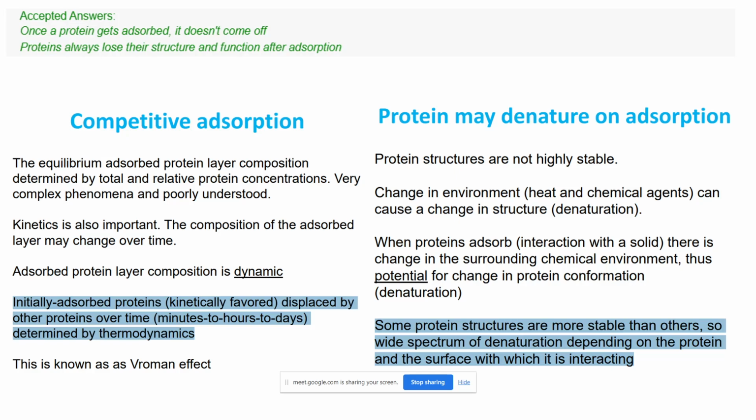And then, proteins always lose their structure and function after adsorption. So no. If only their hydrophobic part, the inner core, is attached and gets exposed, there is a change. But if there is a more hydrophilic surface and the hydrophilic parts of the proteins get attached to the hydrophilic surface, then there is not much change to their structure and function. So it is not always the case that the protein will lose its structure and function. Sometimes they may not lose their structure and function.